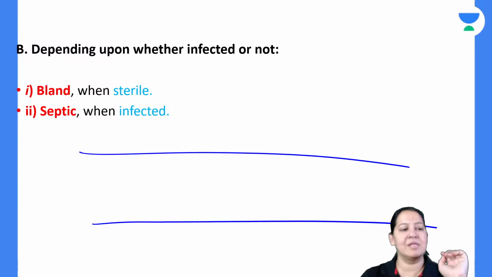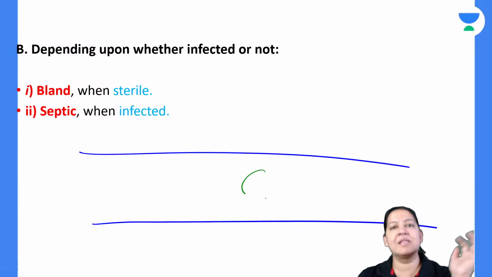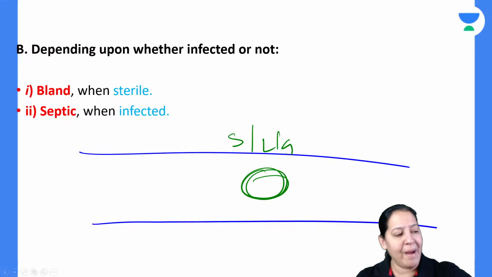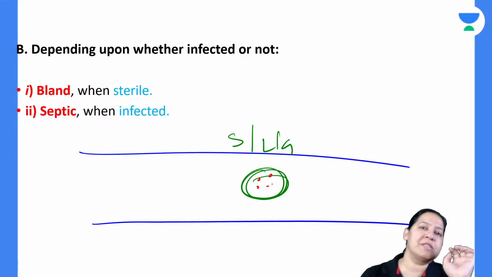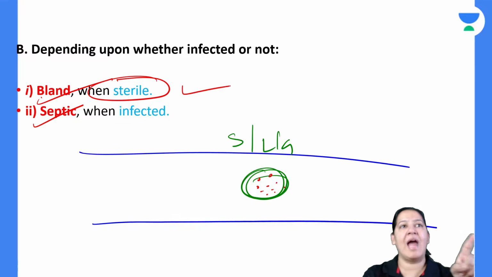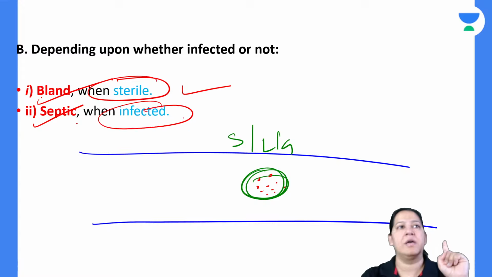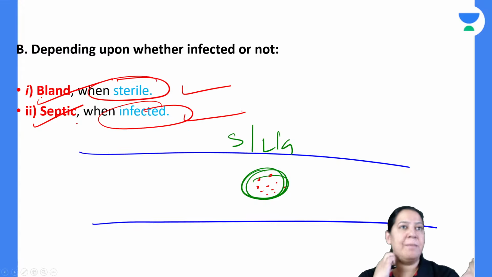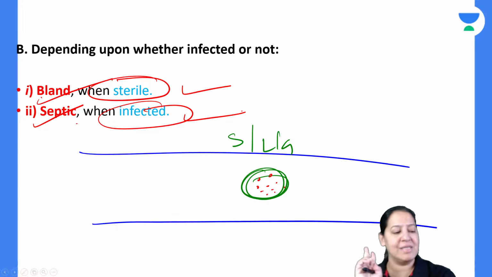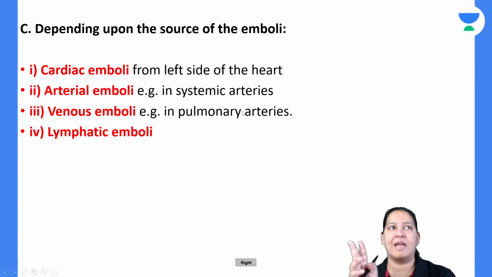The second classification depends on whether the embolus is bland or septic. So this is a blood vessel. Inside the blood vessel, this is the embolus. Now, it doesn't matter whether it is solid or liquid or gas. What matters is whether bacteria are present on it or not. Bland means sterile, and septic means infected. So whether it is solid or liquid or gas, bland or septic is the second classification. You got it?